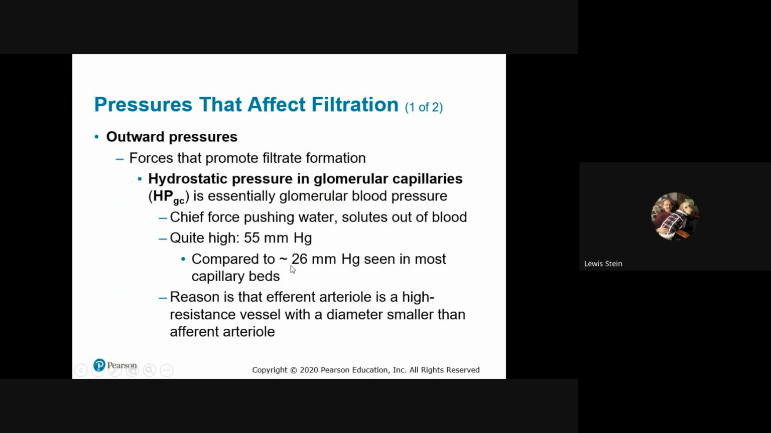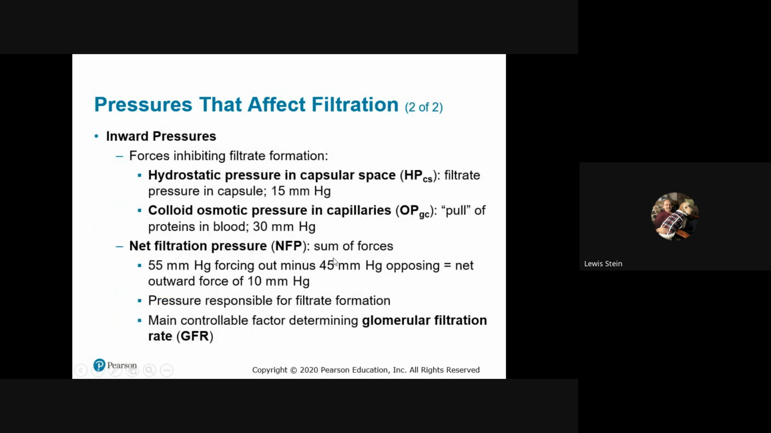And typically when it gets to a capillary bed, this is more than double. So the efferent arteriole has a lot of resistance and a diameter smaller than the afferent arteriole. So that efferent arteriole, by its smaller diameter, inherently keeps fluids in there longer. They just take longer to get through. That's a mechanical thing. Now what keeps it in, there's pressure in that space, and there's colloid osmotic pressure. Remember, the proteins are still in there. So if you have 55 forcing it out and 45 holding it back in, the net force is 10 milligrams.